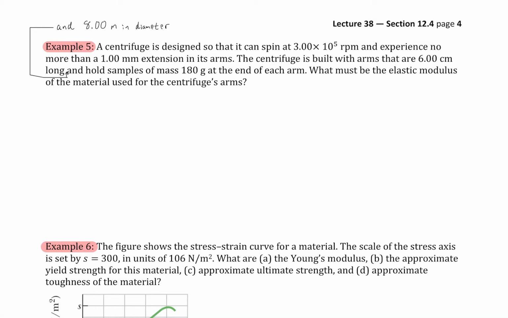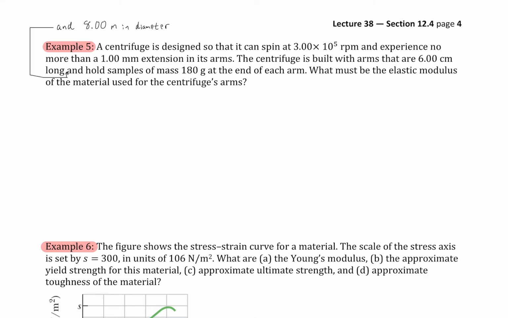So a centrifuge is designed so they can spin at 300,000 RPMs, right? So incredibly fast, and experience no more than a 1 millimeter extension in its arms. Okay, because it's spinning so fast that its arms would have to stretch out a little bit. Okay, so we want to only have 1 millimeter. The centrifuge is built with arms that are 6 centimeters long, a little on the long side, that's an issue, and they hold samples that weigh 180 grams. All right. What must be the elastic modulus of the material used for the centrifuge arms?